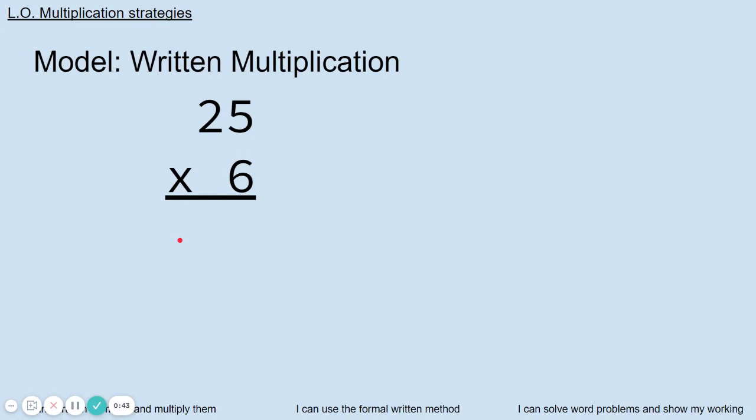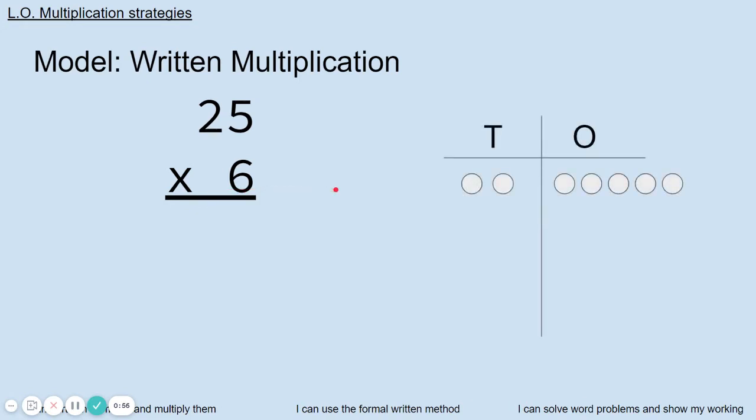Right, this is the proper lesson now. And we're going to just go over our written multiplication strategies again. So here we have 25 multiplied by 6. And you might remember that we could show it in a place value chart. So we partition it into our tens and our ones.